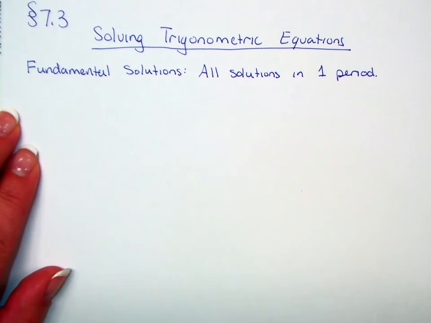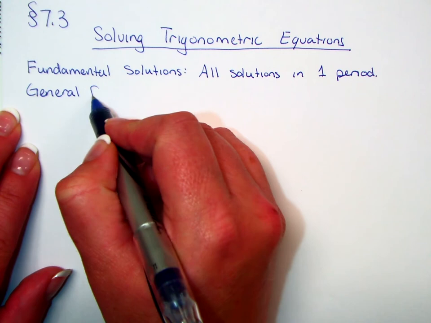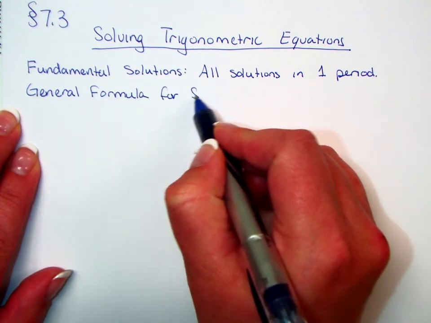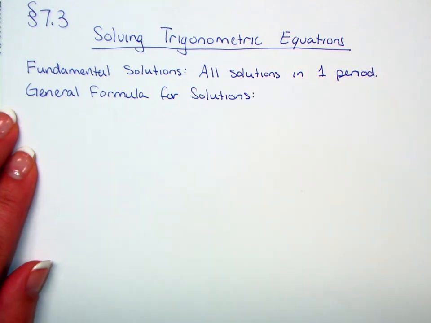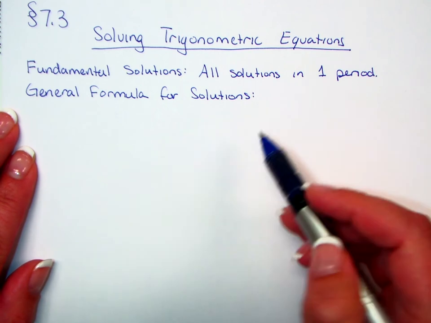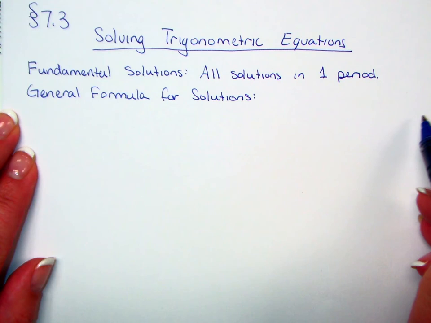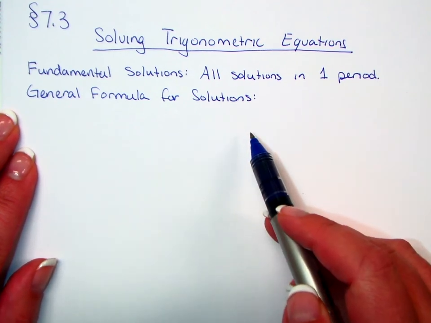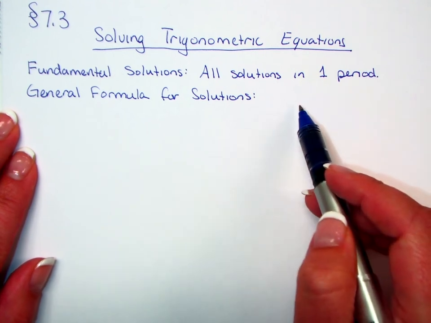Next, we're going to talk about a general formula for the solutions. Because our sine, cosine, and trigonometric equations are periodic in nature and they go on forever, right? They're sinusoidal. They have an infinite number of solutions. So what we're going to do is add the fundamental period times k to each one of our solutions.